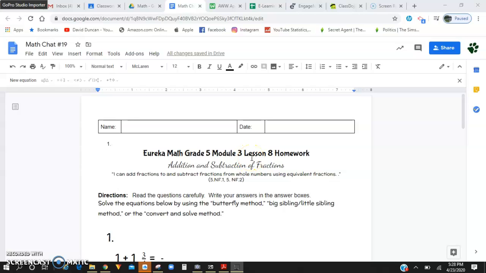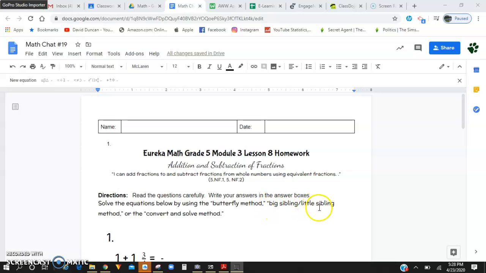Today we are focusing on Module 3, Lesson 8, and we're going to be working on adding fractions to and subtracting fractions from whole numbers using equivalent fractions. Now there are two different methods, well, kind of three different methods, that we're going to be using to solve these problems. The first method is butterfly, which you should all be familiar with by now.